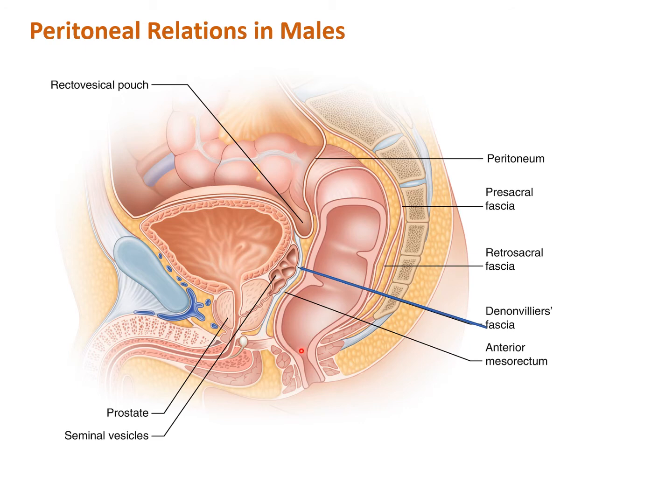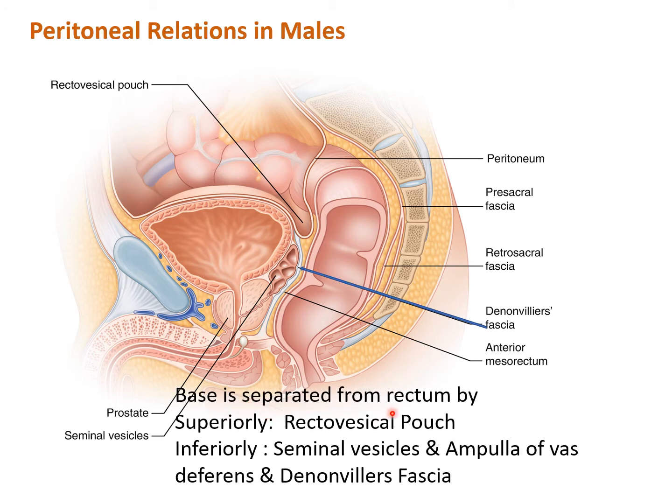Okay, so now completing the base. The base is separated from the rectum superiorly by the rectovesical pouch, and inferiorly by the seminal vesicles and ampullae of the vas deferens. There are two seminal vesicles and two ampullae of the vas deferens, and the Denonvilliers' fascia.